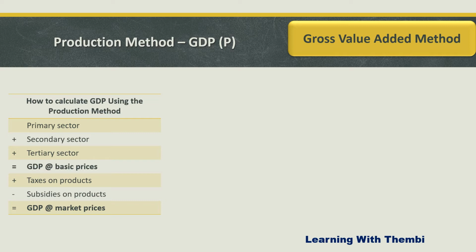We are going to include the value added from the primary sector, then we add the secondary sector value added, then we add the tertiary sector. That is going to give us the GDP at basic prices. And I want you to also note that the GDP at basic prices already includes other taxes on production and also the subsidies on production.